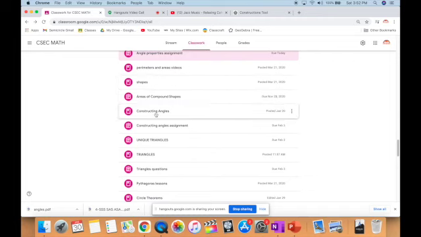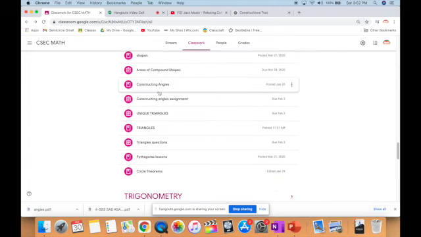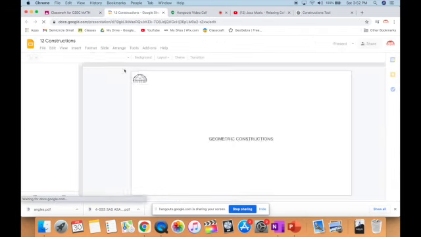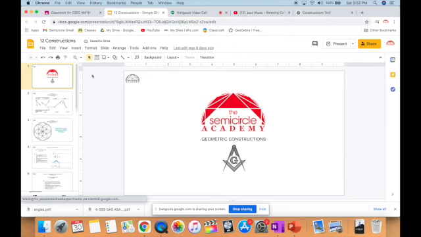Now we're going to talk about constructing angles. If you're looking up constructing angles, there are all kinds of different material. But look, this here is Google Slides on constructions, and if you click the constructions, this is how they teach you how to construct angles in school, right?